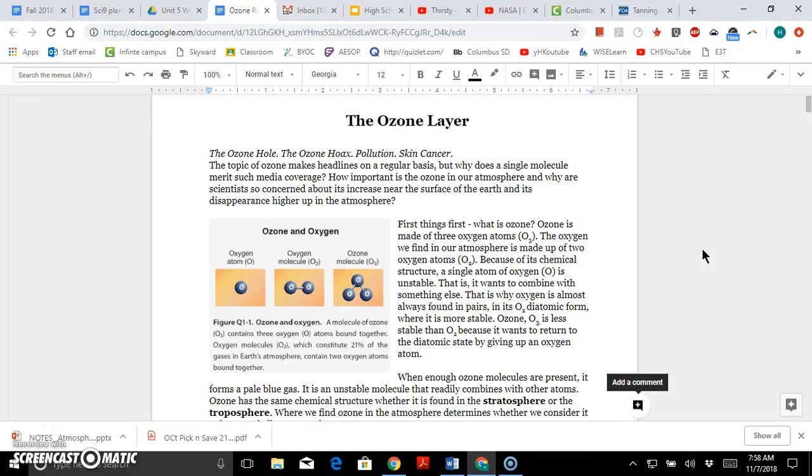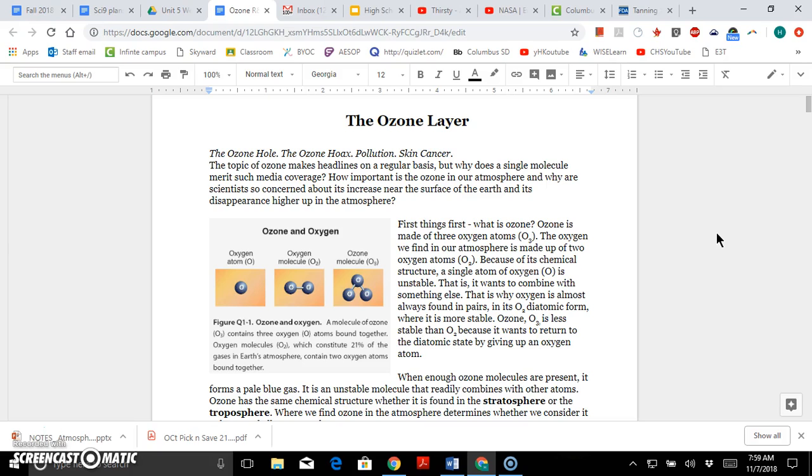The ozone layer. The ozone hole, the ozone hoax, pollution, skin cancer. The topic of ozone makes headlines on a regular basis, but why does a single molecule merit such media coverage? How important is the ozone in our atmosphere, and why are scientists so concerned about its increase near the surface of the Earth and its disappearance higher up in the atmosphere?